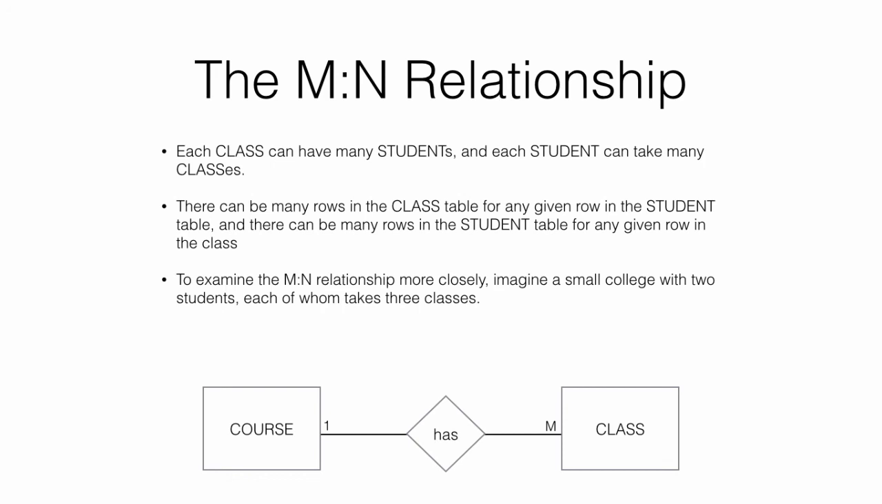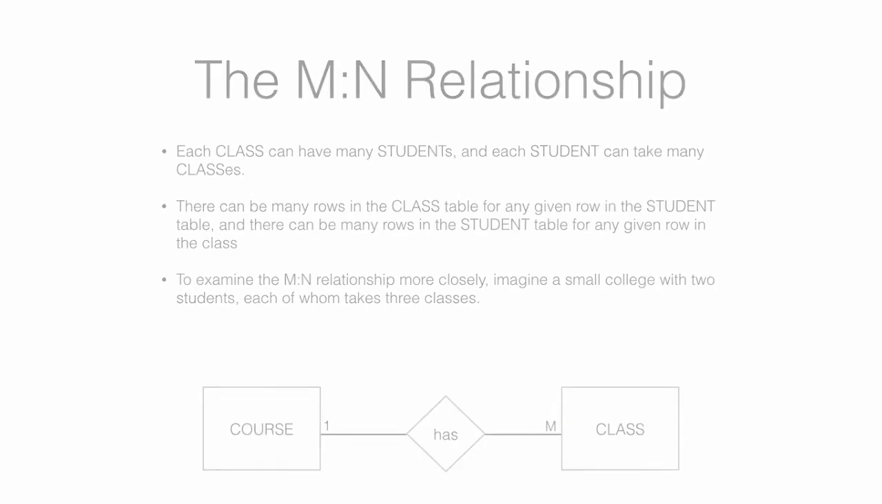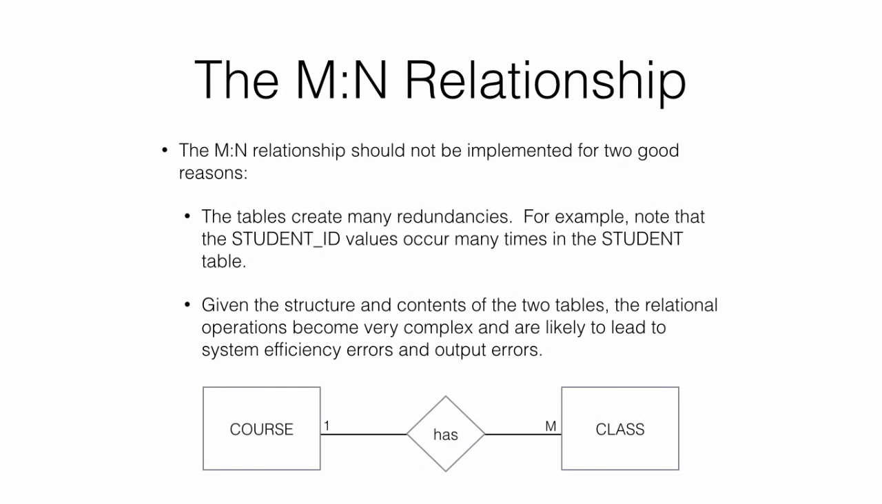There can be many rows in the class table for any given row in the student table, and there can be many rows in the student table for any given row in the class table. So to examine the many-to-many relationship more closely, imagine a small college with two students who take a couple of classes. In this case, the many-to-many relationship shouldn't be implemented for two good reasons. Firstly, the table creates many redundancies, so duplications of data. For example, the student ID values would occur many times in the student table.